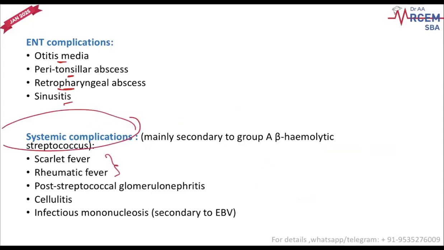Systemic infections: both scarlet fever and rheumatic fever are because of group A beta hemolytic streptococci.